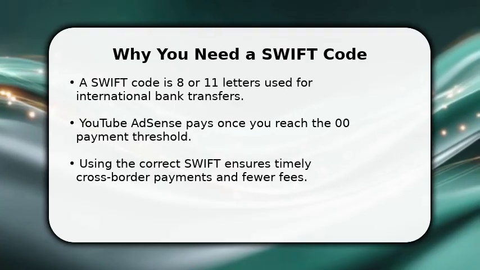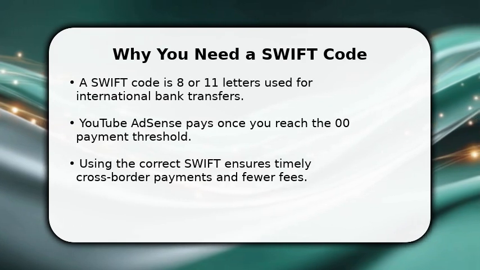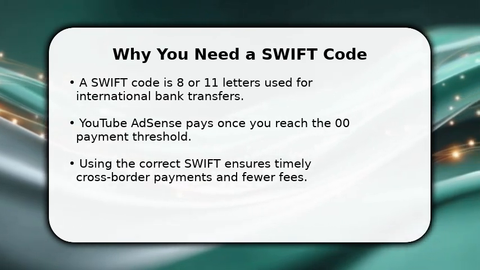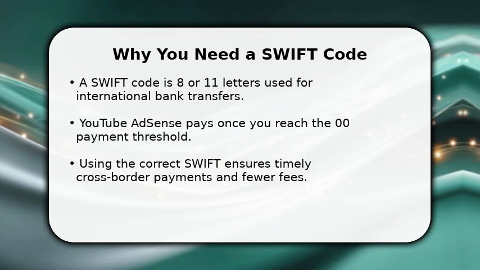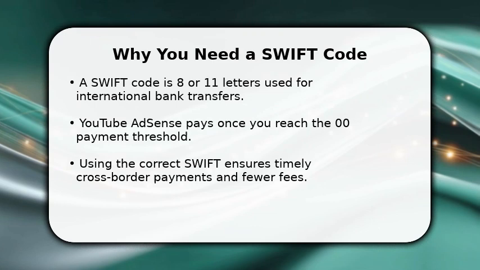Enjoy the video. If you monetize on YouTube, you must set up AdSense payment details correctly. A SWIFT code identifies your bank internationally for wire transfers. Most SWIFT codes are 8 or 11 letters in length.